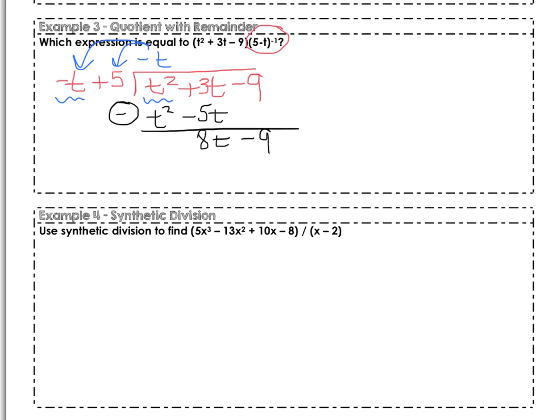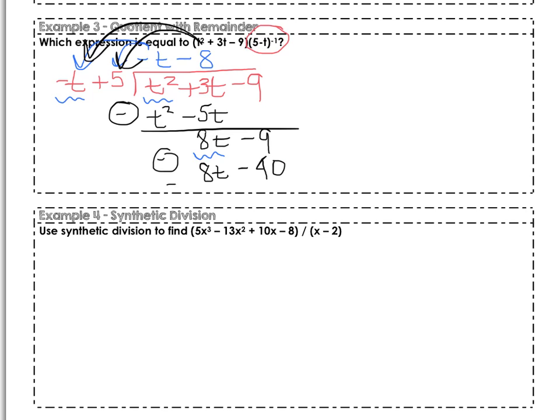So now I'm going to ask myself, okay, negative t times what will get me a positive 8t? Well, that's going to be a negative 8. I'm now going to take it and distribute it into my divisor. Negative 8 times negative t gets me positive 8t. Negative 8 times positive 5 gets me a negative 40.